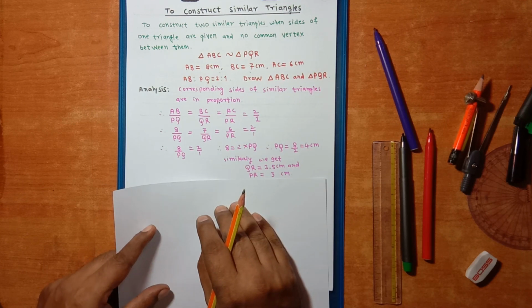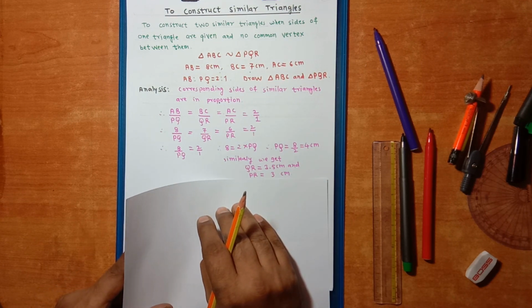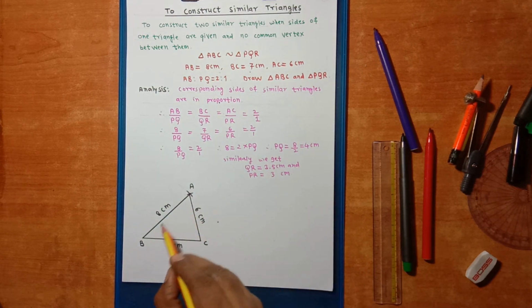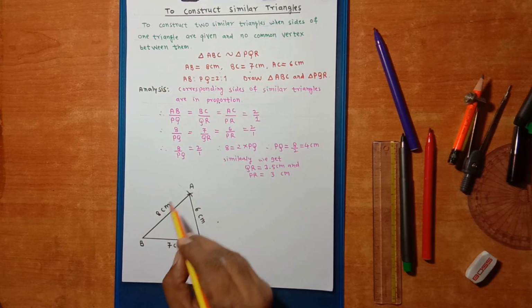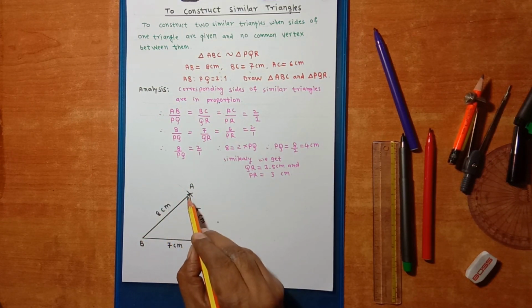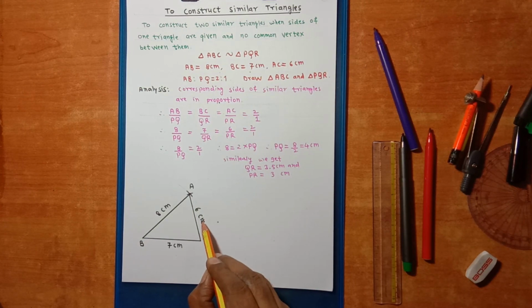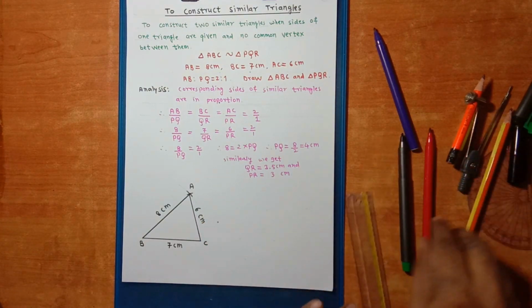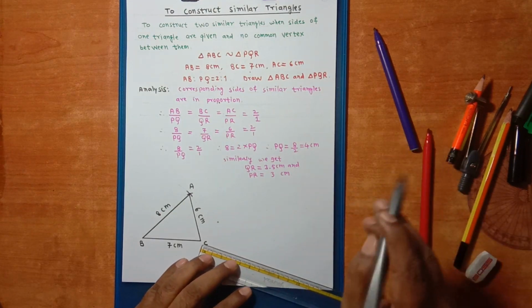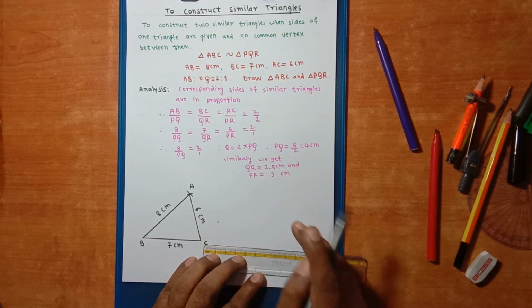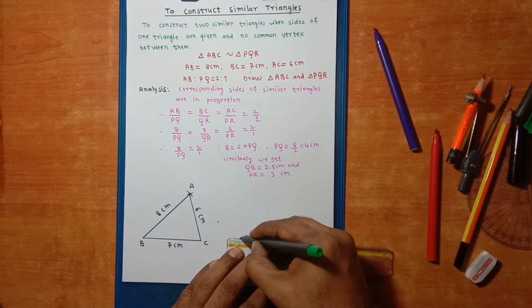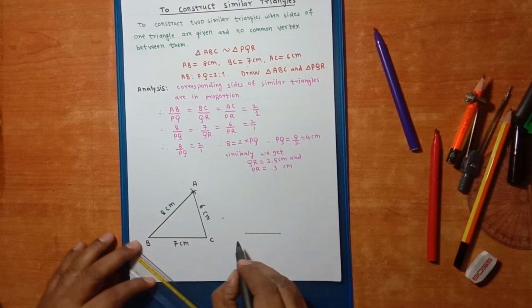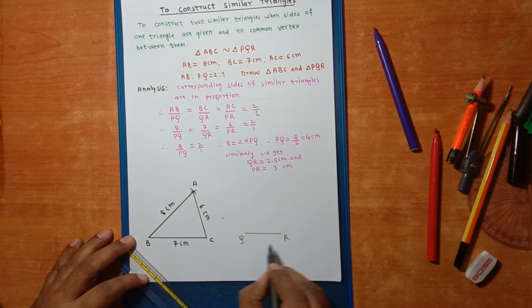Previously we have seen how to draw a triangle when we know the lengths of the three sides. Here I have drawn triangle ABC. We know the length of side BC is 7 centimeter, the length of side AB is 8 centimeter and the length of side AC is 6 centimeters. Now here we will draw triangle PQR. The length of side QR is 3.5 centimeter. So here I will draw segment QR whose length is 3.5 centimeter.